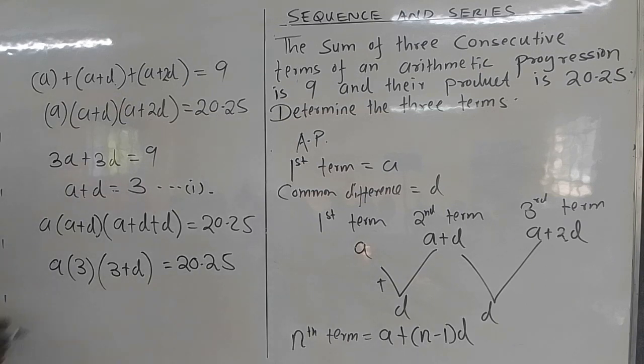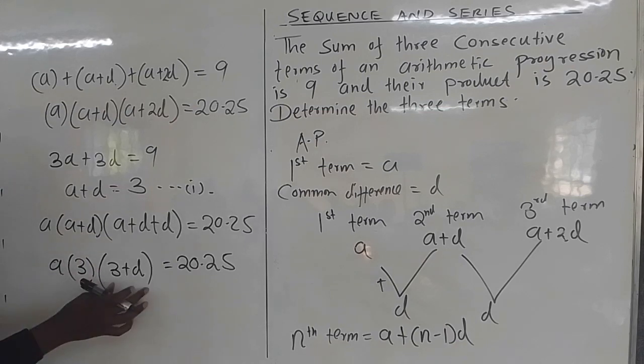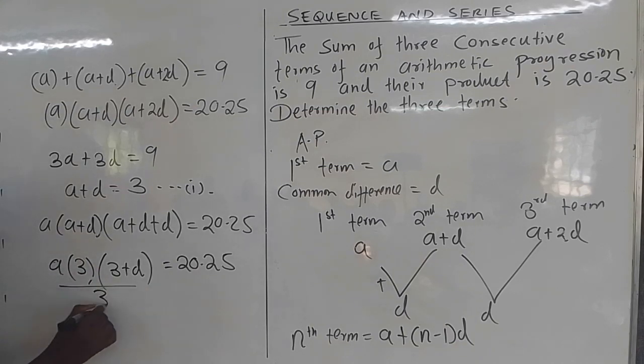So what do we have here? A times 3. Or what you can do is to divide both sides by 3, isn't it? To remove this 3. Send it up. Because this is multiplication of this times this times this. You can do anything. I can divide both sides by 3. Always look for a simple means. So this 3 goes with this 3, isn't it?